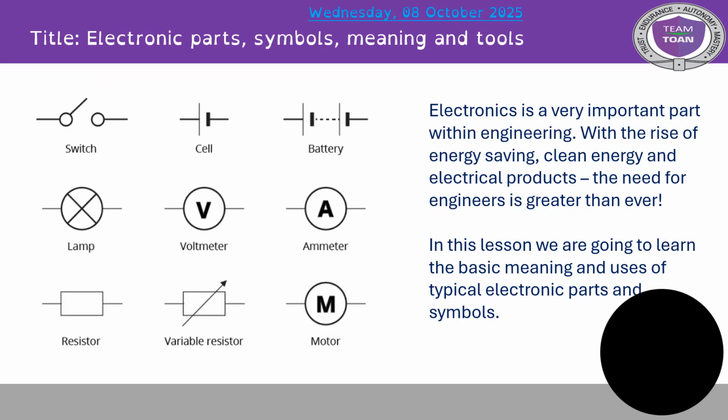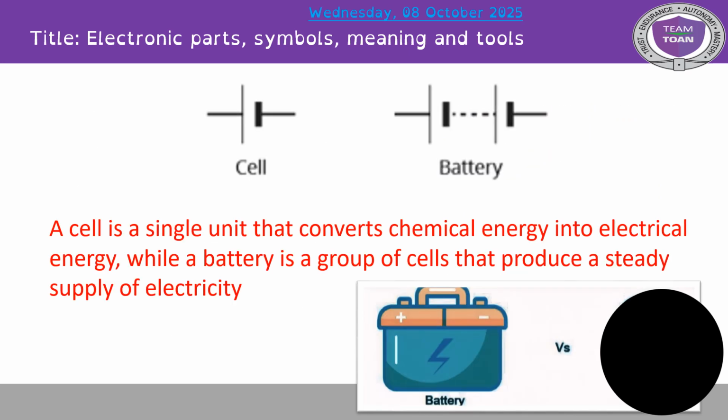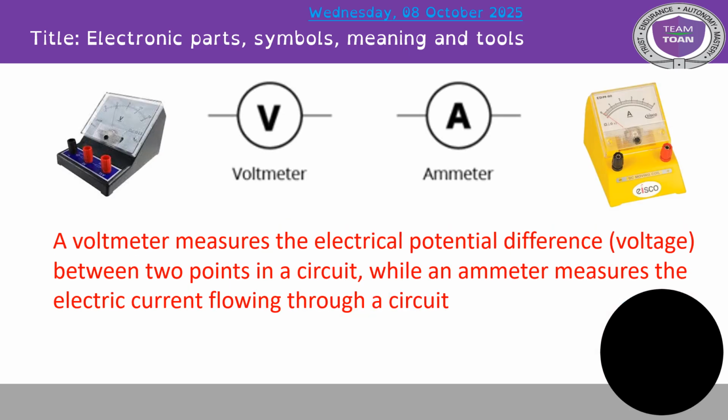Okay, moving back to electronics, something that we have touched upon in the past. I'm just going to go through all of these. So a cell and a battery. A cell is a single unit that converts chemical energy into electrical energy, while a battery is a group of cells that produce a steady supply of electricity.